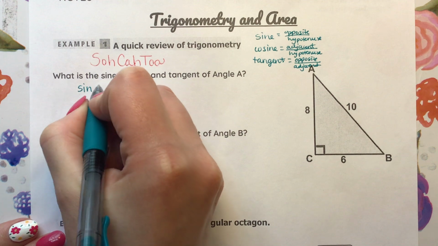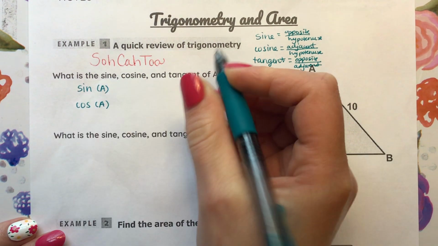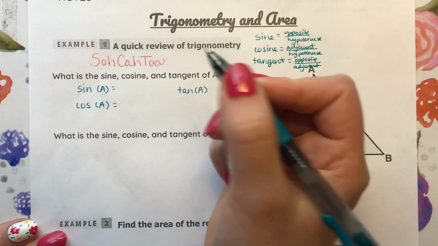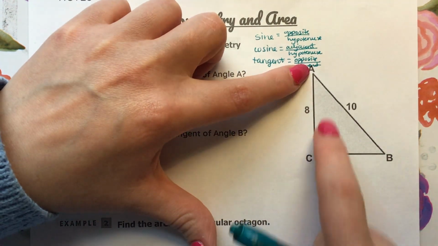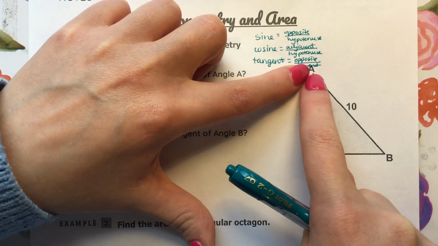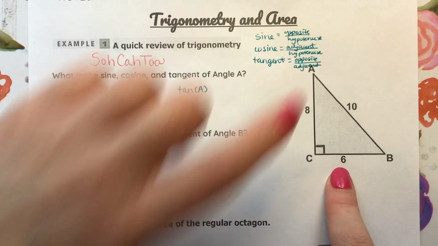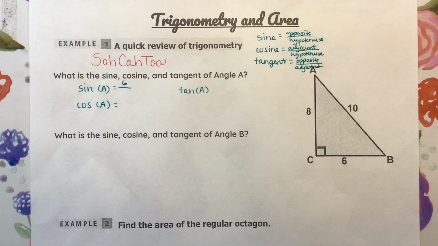So I'm just going to write sine of A, cosine of A, and then tangent of A as well. Sine is opposite over hypotenuse. So here's the A. What side is opposite from the A? So on the other side of the triangle is the 6. 6 is considered opposite. So it's going to be 6 over, and then hypotenuse. Well, the 10 is the longest side. It's the hypotenuse, so the sine of A is 6 over 10.